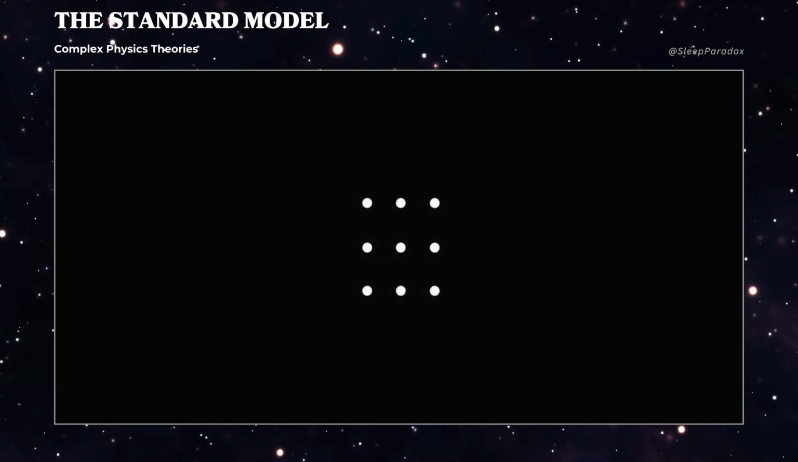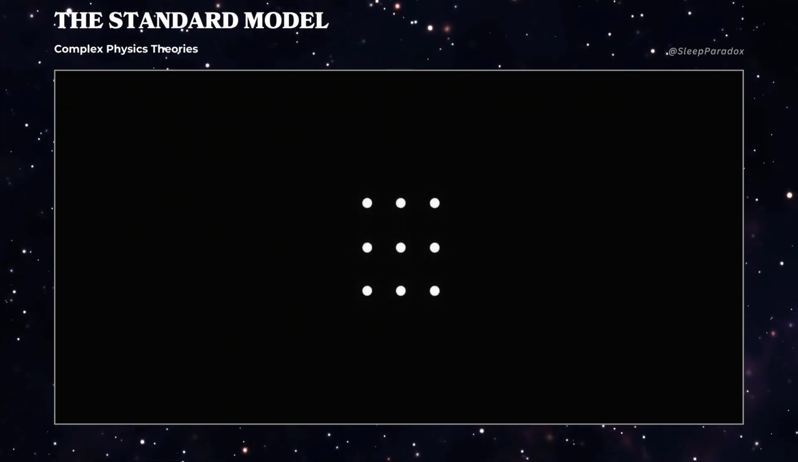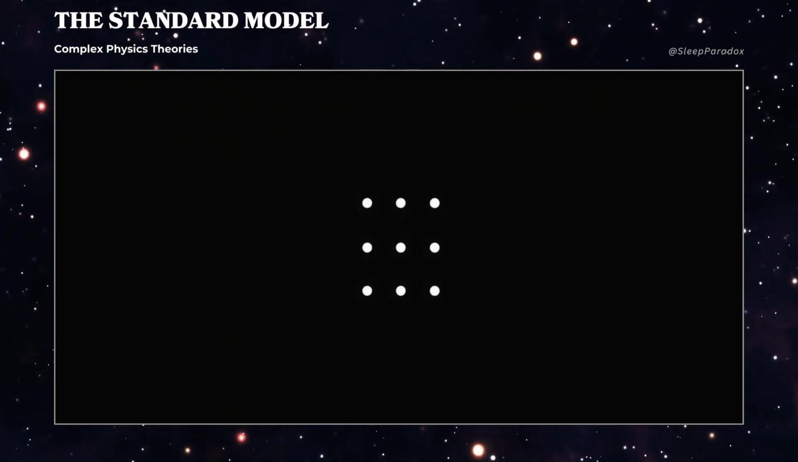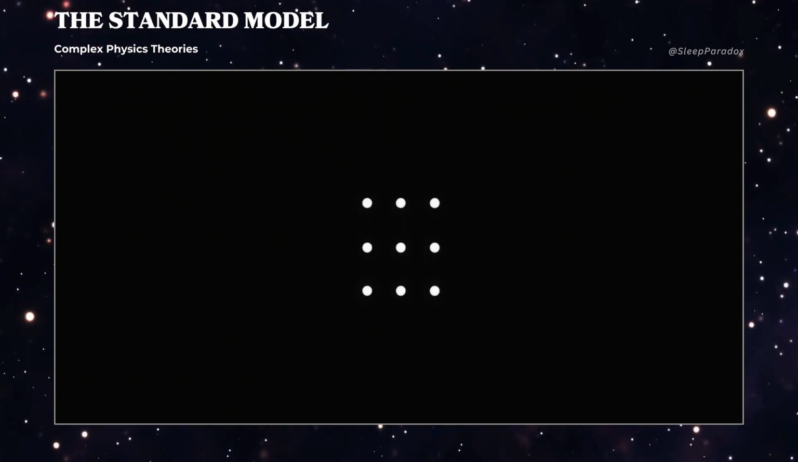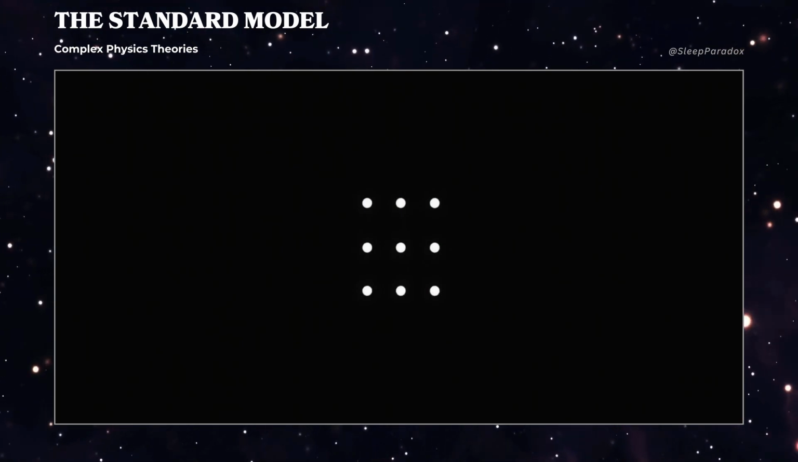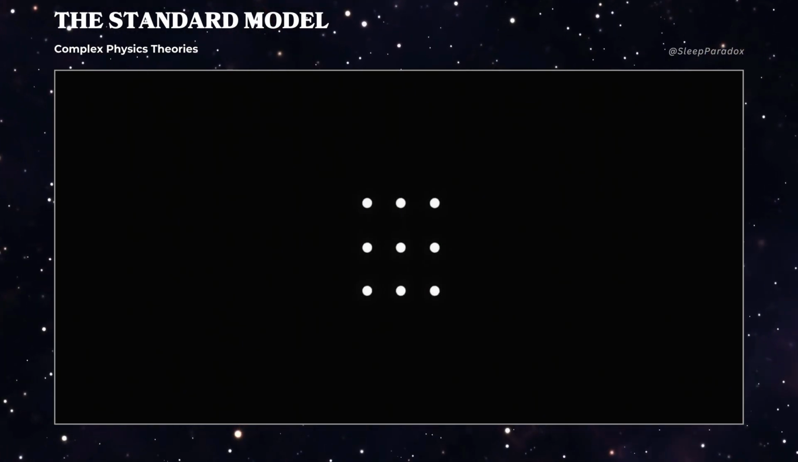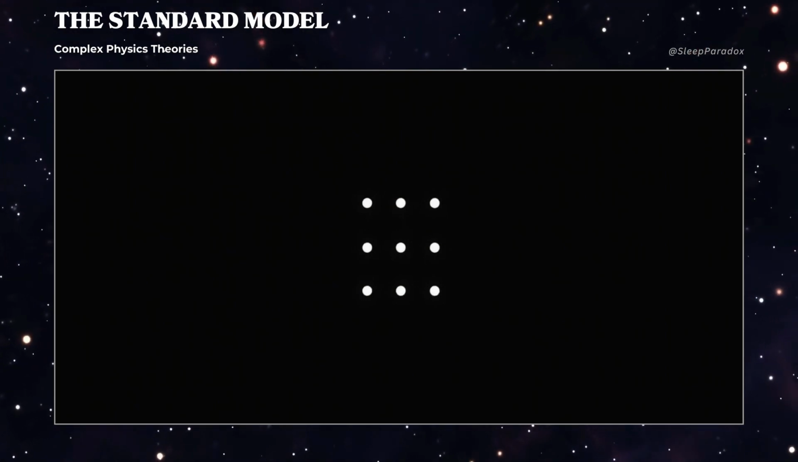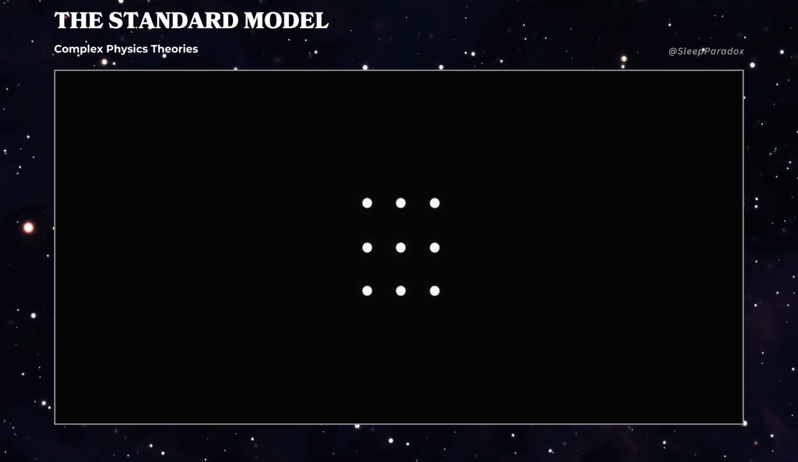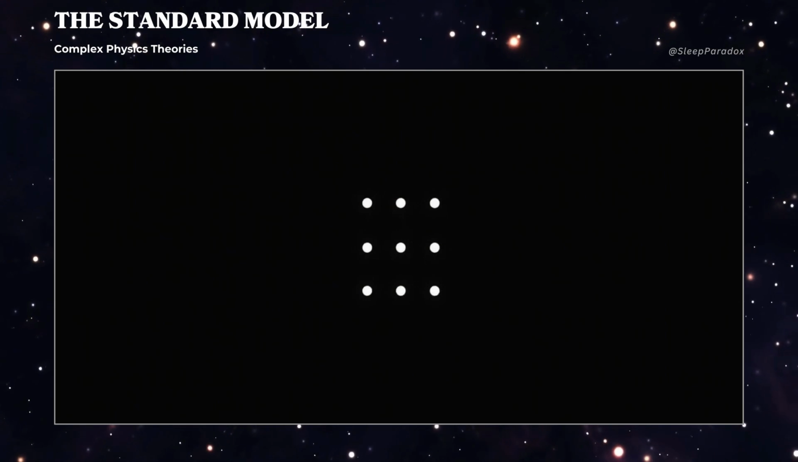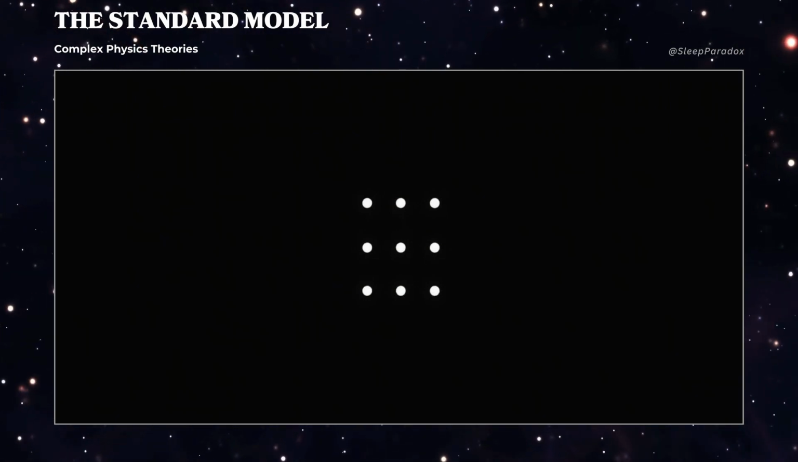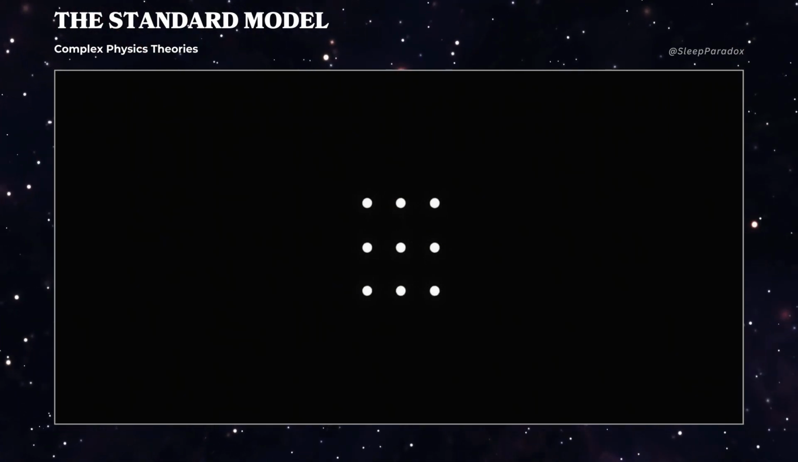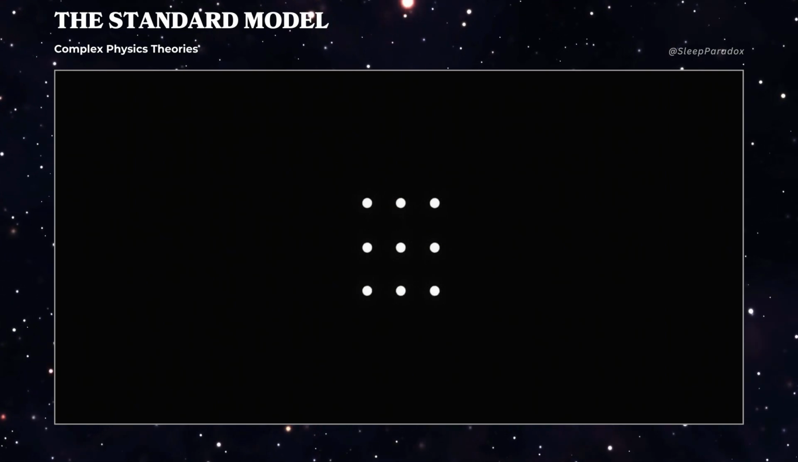The Standard Model. The Standard Model is the most successful theory we have to describe the fundamental building blocks of the universe and how they interact. It explains what everything is made of and how the tiniest components of matter communicate through fundamental forces. According to the Standard Model, all matter is made up of a few basic types of particles, and all forces, except gravity, are the result of the exchange of other particles.